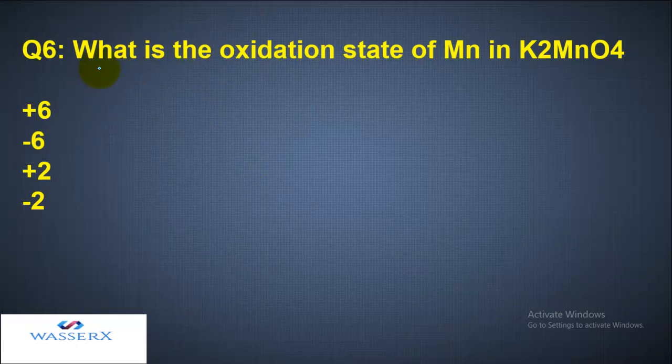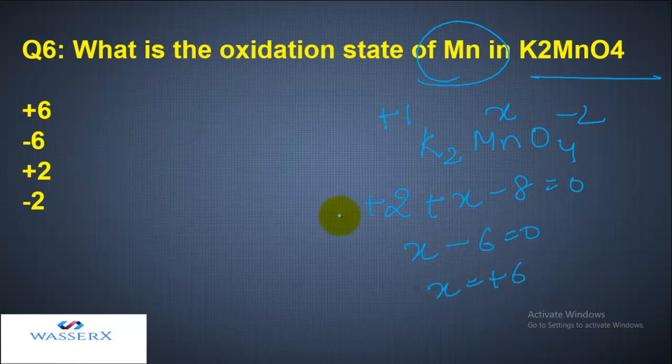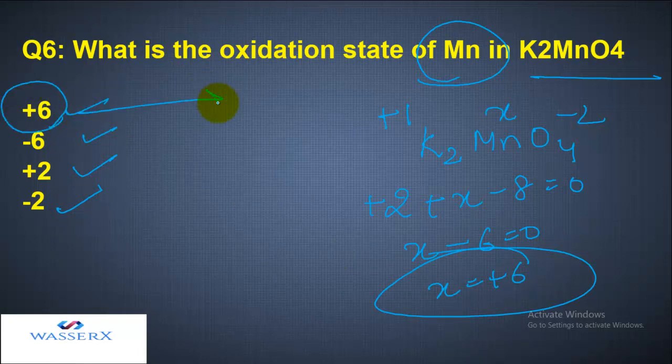Another question is, what is the oxidation state of manganese in K2MnO4? Let's find out. If we find in this, let's assume the oxidation state for Mn as X, and K is +1 and oxygen is -2. So it comes out to be +2 plus X minus 8 is equal to 0, or X minus 6 is equal to 0, and X is calculated to be +6. So in this we have options +6, -6, +2 and -2, and as our answer matches the first option, the first option is the correct answer.